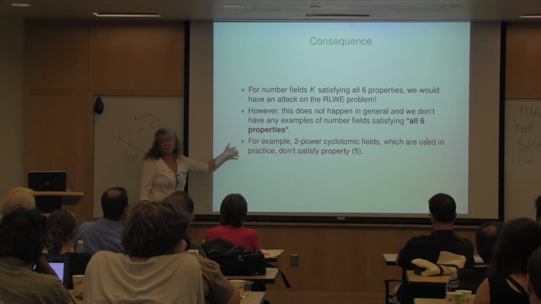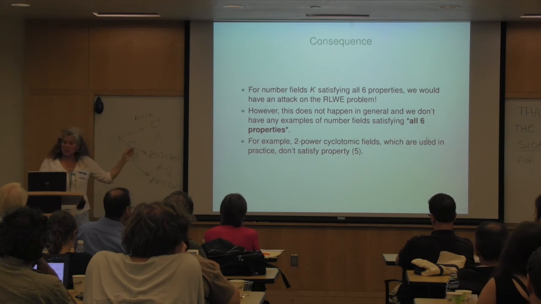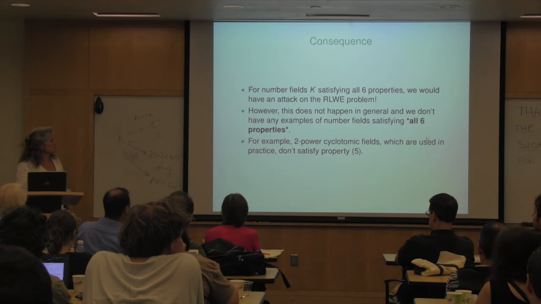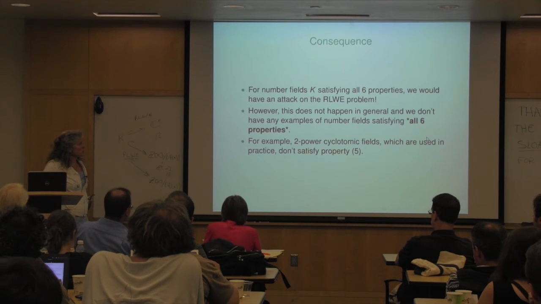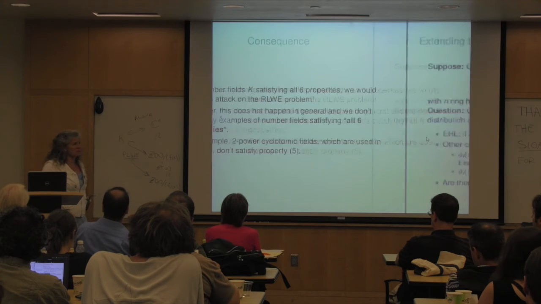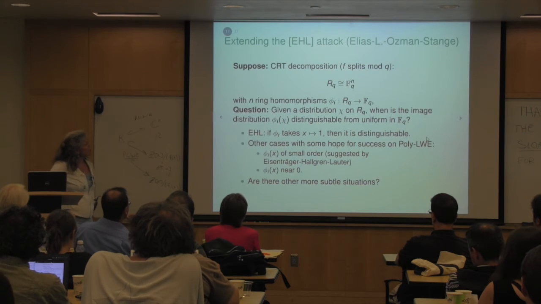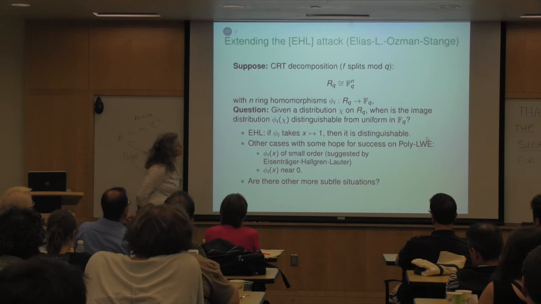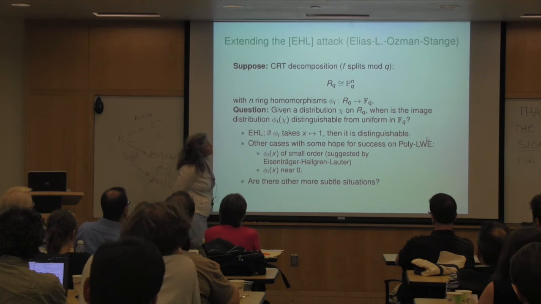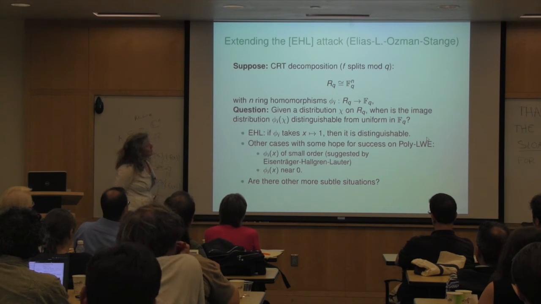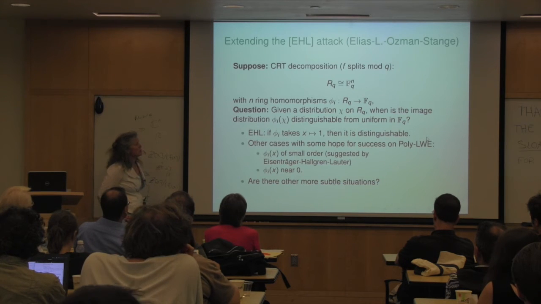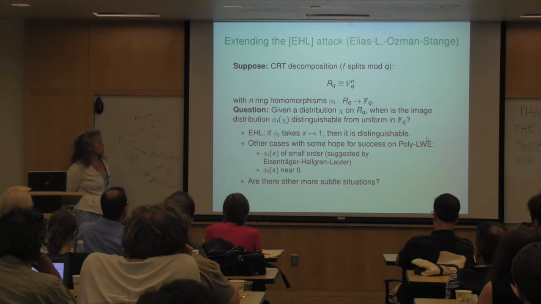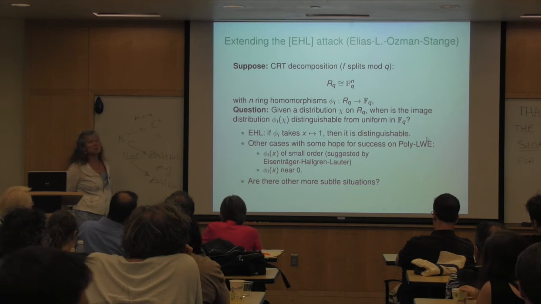So anyway, we haven't found anything that specifically satisfied all 6 of these, but despite that, we have found instances of the RLWE problem that are weak, and we've done that by weakening some of these 6 conditions. This is the work that was presented at Crypto 2 weeks ago with Elias, Osman, and Stang. As I've indicated, we weaken these assumptions or criteria in several different ways.